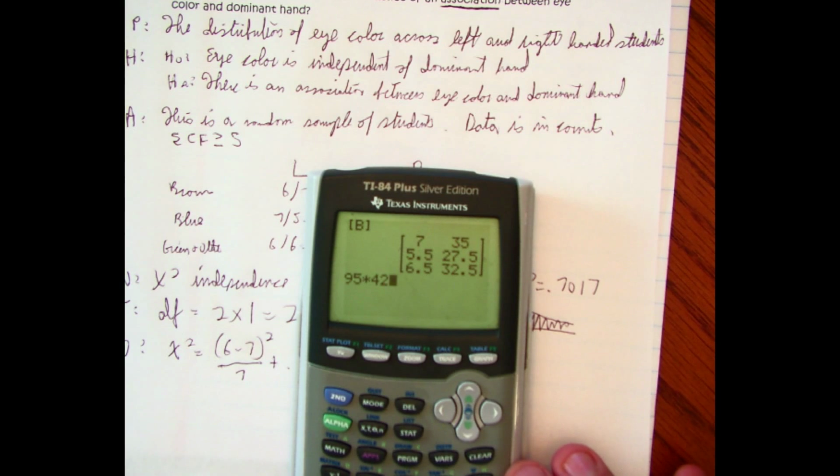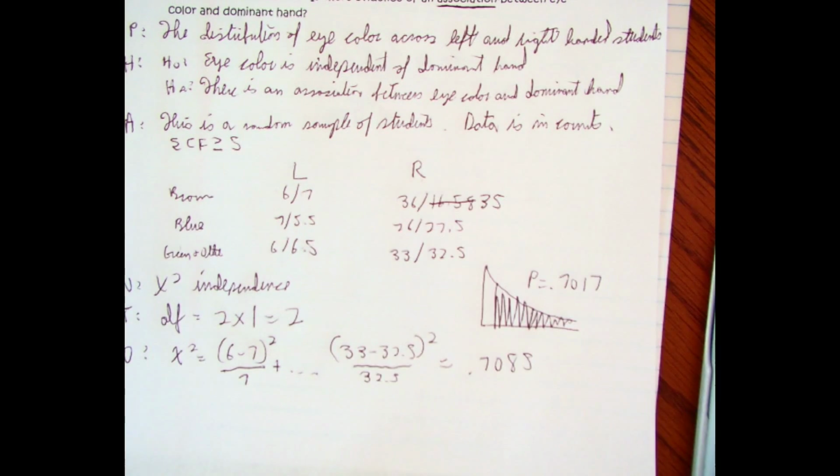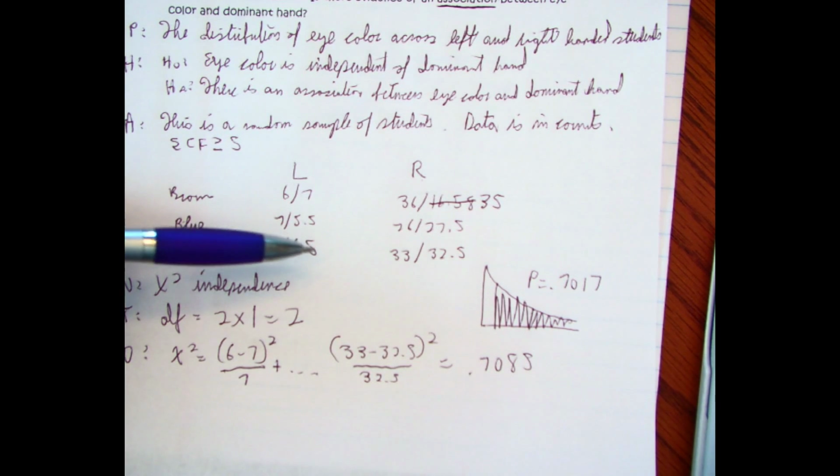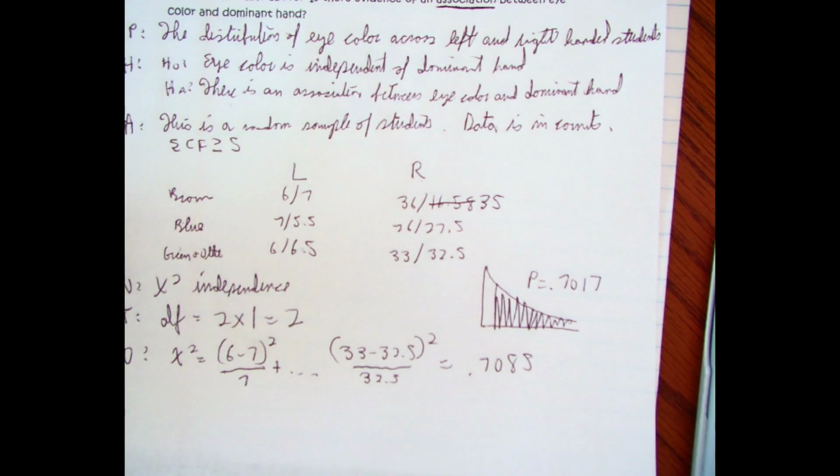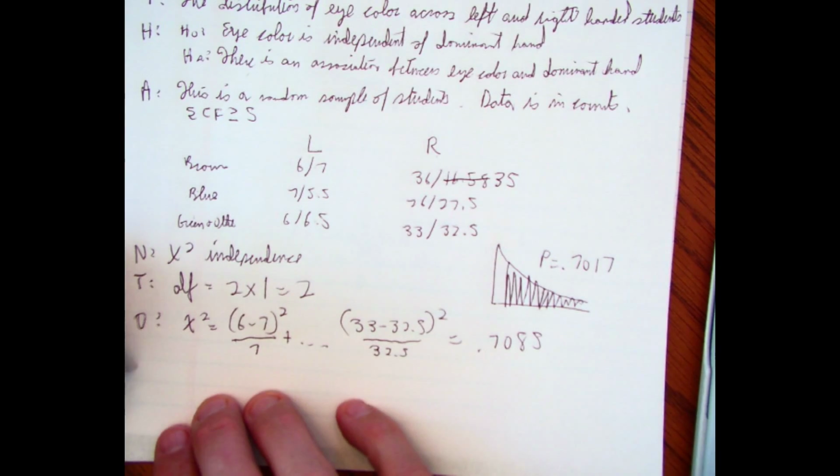95 times 42 divided by 114. Yeah, I punched something in wrong. So that should have been 35. So that's why it's good to go back and check it. But that's what we got. And then make a decision.